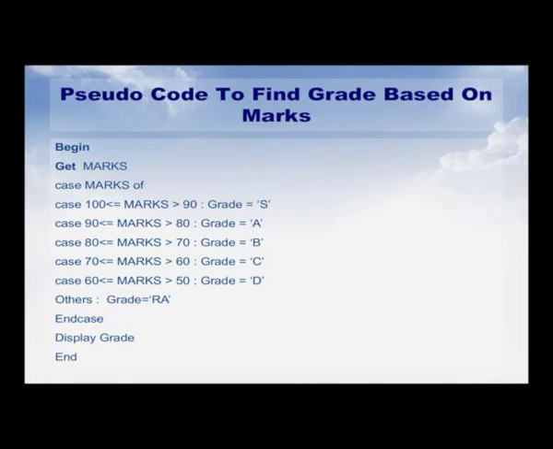If marks is greater than 80 but less than or equal to 90, we grade it A. So, this goes on till the last option, that is, if the marks is greater than 50 but less than or equal to 60, then we grade it D. If none of these options are valid, then the others clause is executed, wherein we assign RA to grade, and we end the case and finally display the grade.